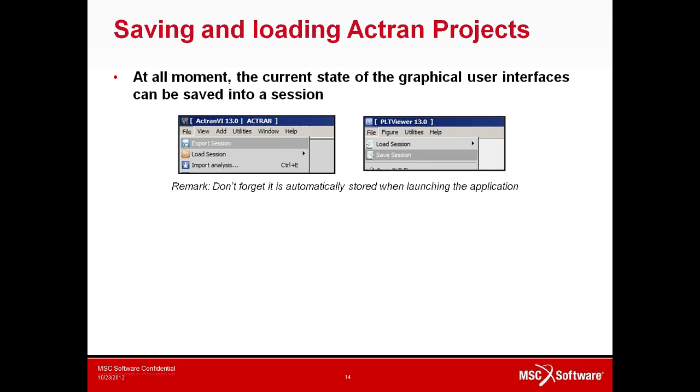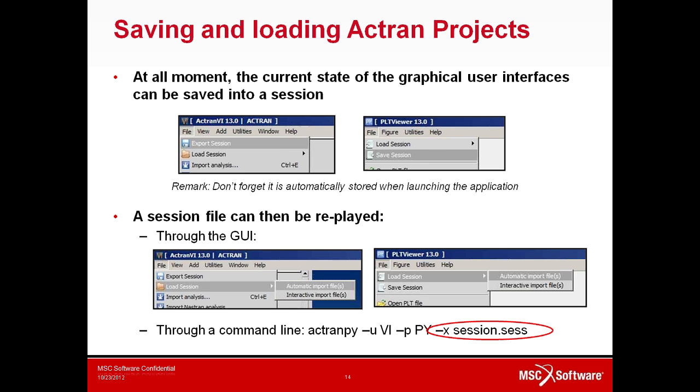So, the current state of an Actran project within the Graphical User Interface can be saved at any time by saving the session file containing all previously performed operations. As indicated previously, an identical file is already created at the startup of the Graphical User Interface. To replay a session, this is simply performed either directly within the Graphical User Interface by selecting Load Session, or in batch mode using a command line.